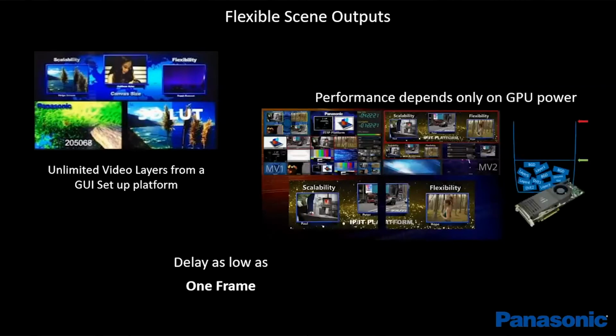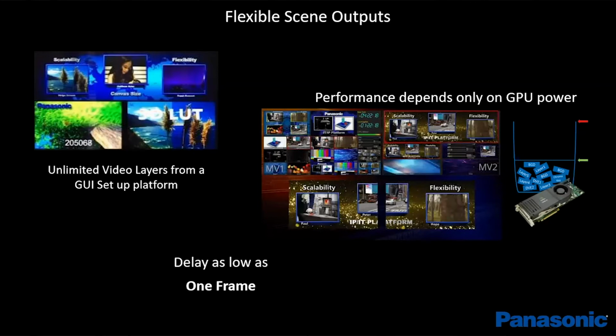So each of those scenes that I build is an unlimited number of layers. And so I can just be as creative as I like with that. And my delay can be as low as one frame because of the efficiency of how we're getting everything off of the GPU. And the ultimate performance of how many layers, how many MEs, how many everything I add is just driven by the power of the specific GPU in each KAIROS core.